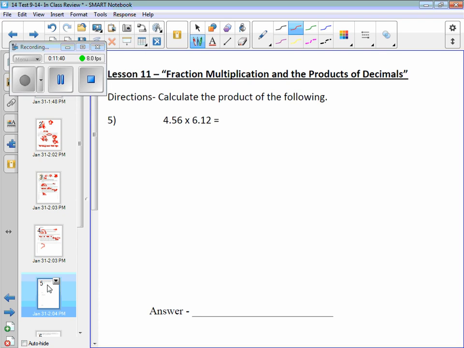Okay, because of time, I'm just going to set up the multiplication, show you what the answer is, and at least just show you the process of how we're going to determine where the decimal goes in the final product. Since we have a 3-digit number times a 3-digit number, it doesn't matter which number goes on top or which goes on the bottom. So we'll do it in the order in which it appears, 4.56 and 6.12.